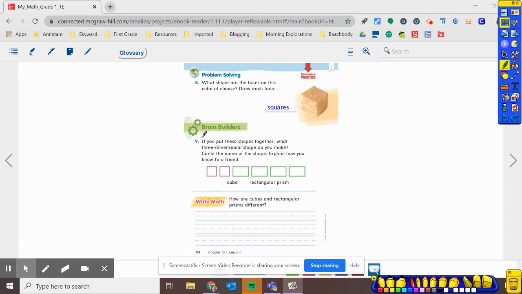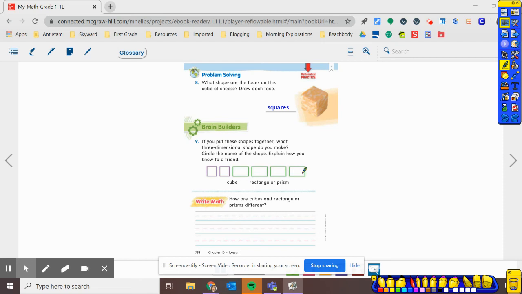All right. Number 9 says, if you put these shapes together, what 3-dimensional shape do you make? Circle the name of the shape and explain how you know to a friend. Okay, so let's look at the shapes that we have here. What shape is this? Well, I see all 4 sides are the same, so that's a square. Okay, so I have 2 squares. And then let's see, this one, I notice I have 2 short and 2 long sides, so that is a rectangle. So I have 2 squares and I have 1, 2, 3, 4 rectangles.